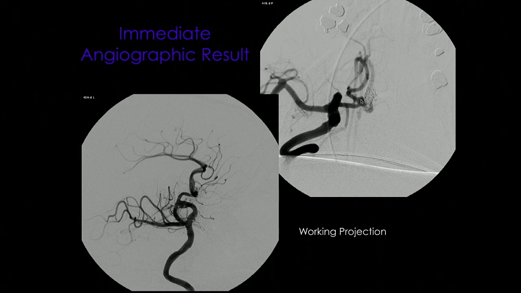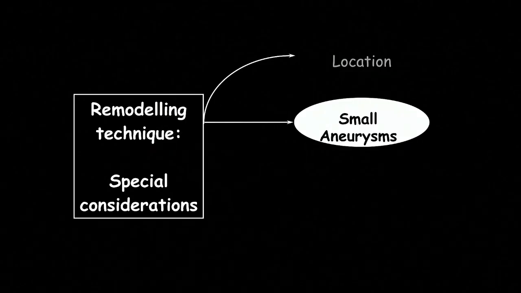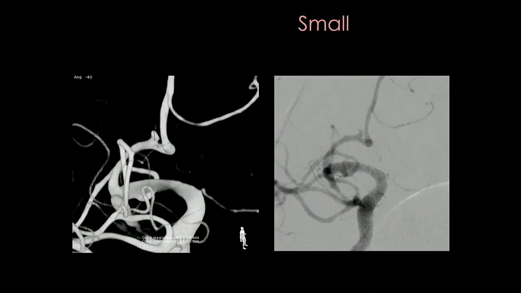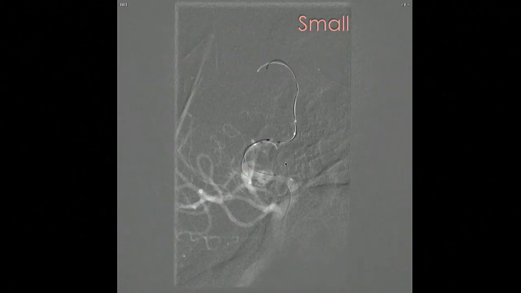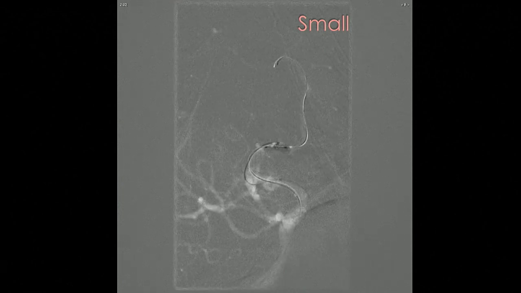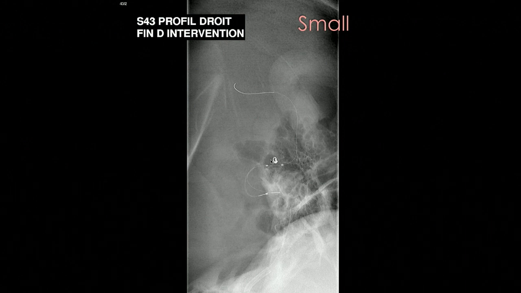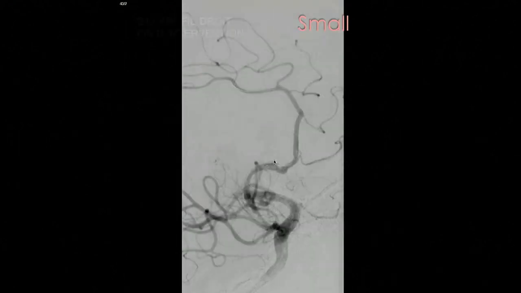Even for small aneurysms, this is a very small ruptured A1 aneurysm. We use a balloon. This is the tip of the microcatheter. Inflation of the balloon. Once again, you should always be able to look at the balloon. If you don't see, you have to clean. And then you place very small coils. Hopefully nowadays you have very small coils, 1 millimeter in diameter and 1 centimeter in length. And when you deflate, the coil remains inside the sac of the aneurysm.